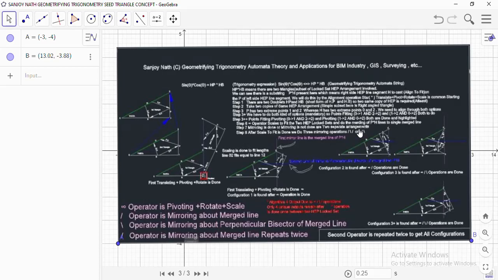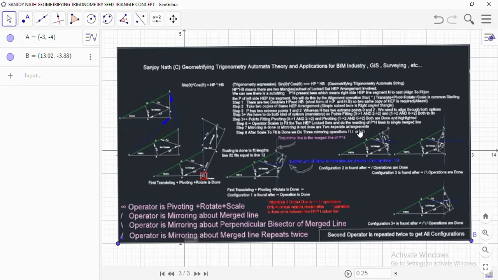Geometrifying trigonometry extends trigonometry to another level where we don't keep ourselves bounded only within the right angle triangle. We will generalize it to any kind of triangle: isosceles triangles, scalene triangles, or equilateral triangle, whatever kind of triangle we can take, we can do trigonometry on that. So we have changed some conventions here.